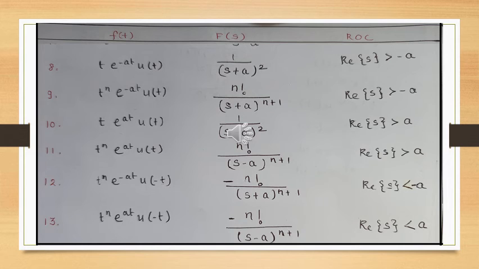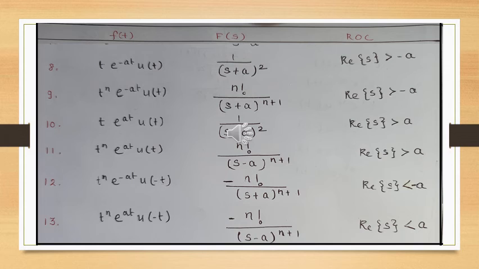Eighth signal is t into e raised to minus at into u of t. So here we are clubbing three functions together. We know what we have to do when t term is there, what we need to do when e raised to minus at term is there, and what we need to do when u of t term is there. Laplace transform of e raised to minus at is 1 divided by s plus a. When this exponential signal is multiplied with t, we know that the Laplace transform is 1 divided by s plus a square.